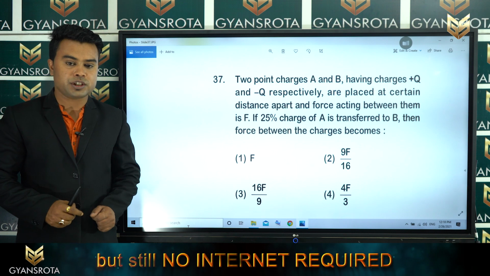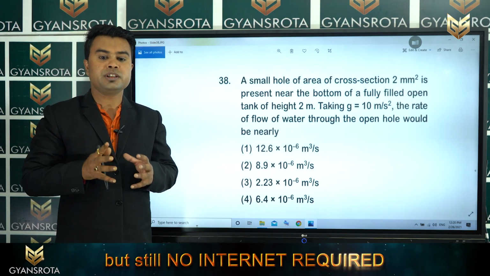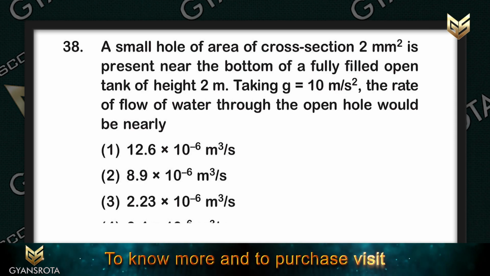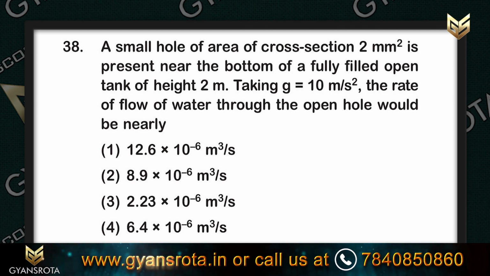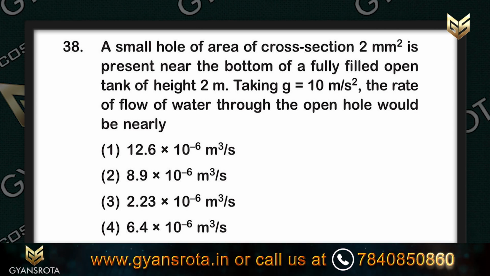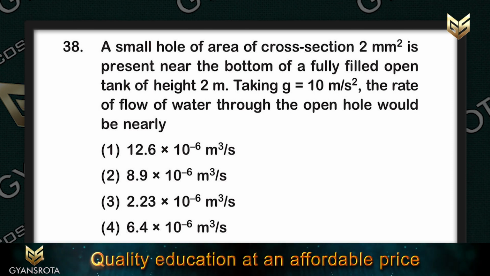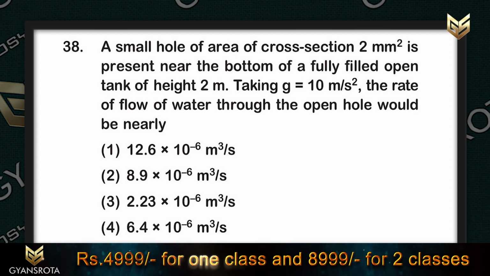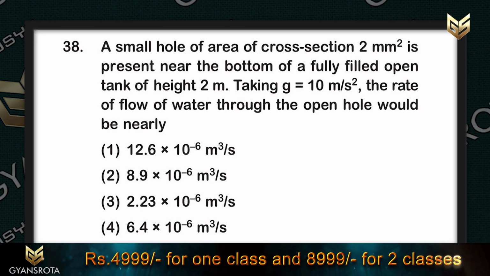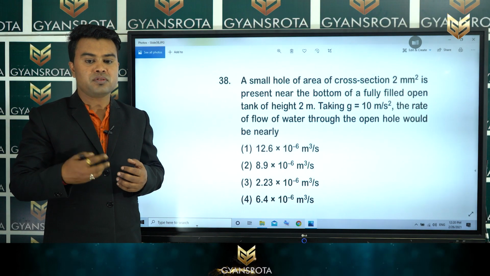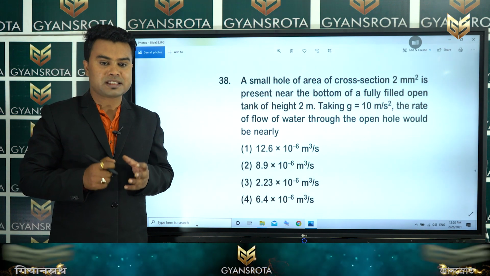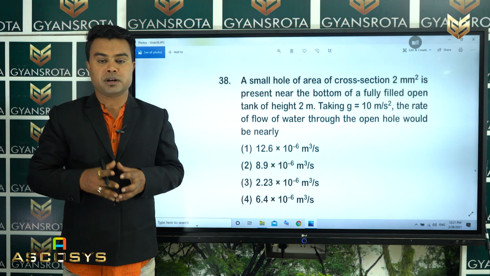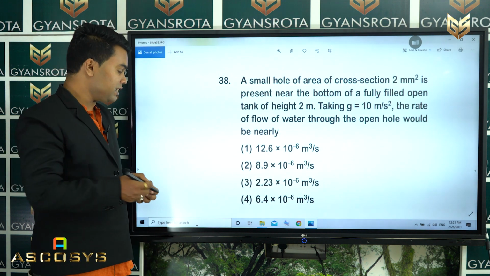Now we'll move to the next question, question number 38. It says that a small hole of area of cross section 2 mm square is present near the bottom of a fully filled open tank of height twice h. You need to take g equals 10 meter per second square. You need to calculate the rate of flow of water through the hole. This is again from class 11, chapter mechanical properties of fluids, and the topic is Bernoulli's theorem, the application of which is Torricelli's theorem.